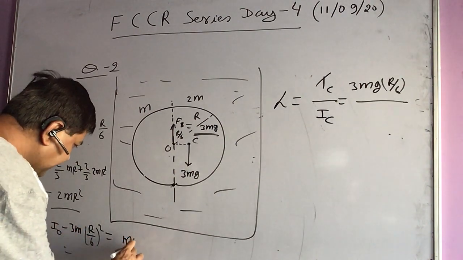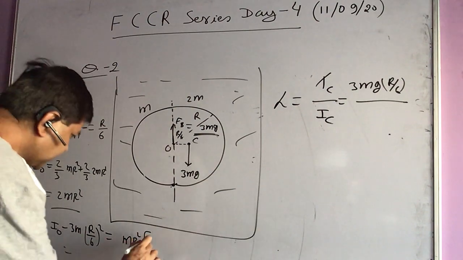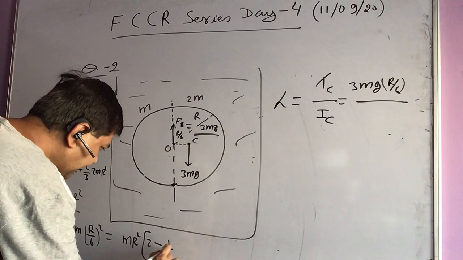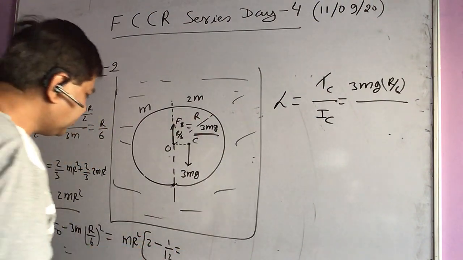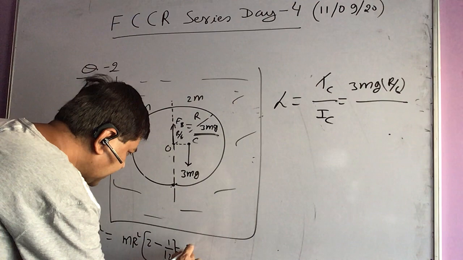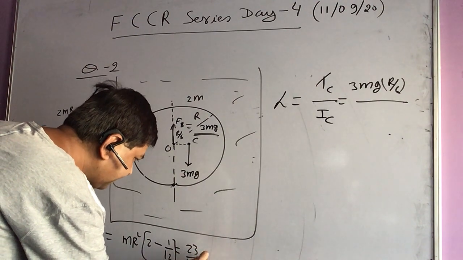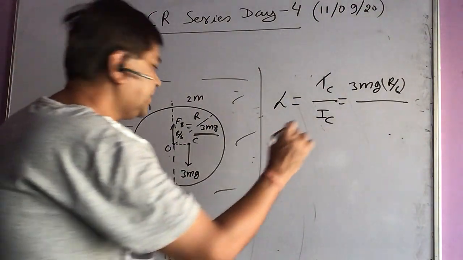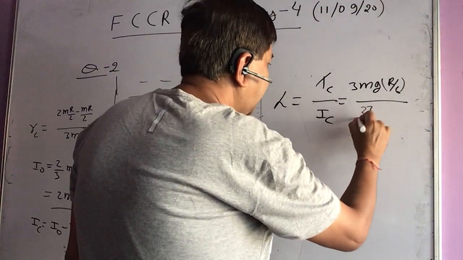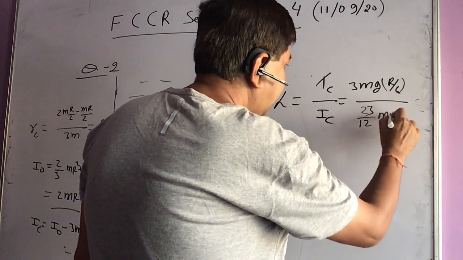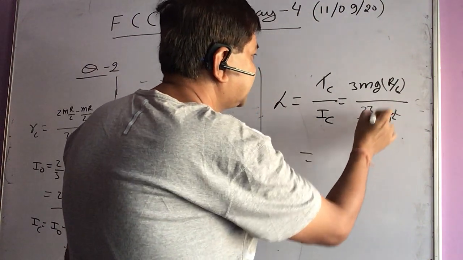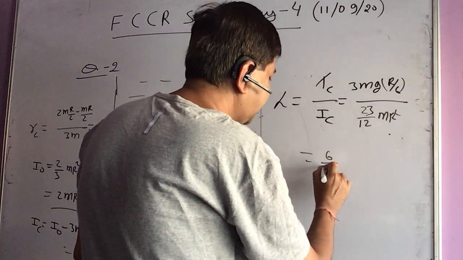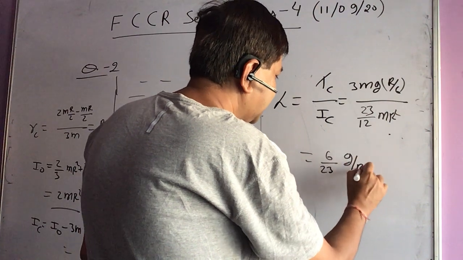So we are getting mr square by 2 minus, this comes out to be 1 by 12, 1 by 36, 1 by 12. So it's going to be 23 by 12 mr square. And now I am going to place this IC here, 23 by 12 mr square. Solving it, I am getting 12 and 6, 36, 6 by 23, g by r is the answer.